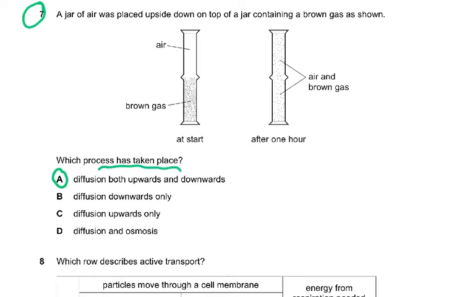Diffusion has taken place both upwards and downwards, diffusion downwards only, diffusion upwards only, diffusion and osmosis. So it was a gas, so osmosis could not have taken place. And then there was air, so some of the air has gone down, and so diffusion was both upwards and downwards because it has equally spread now, the brown gas.